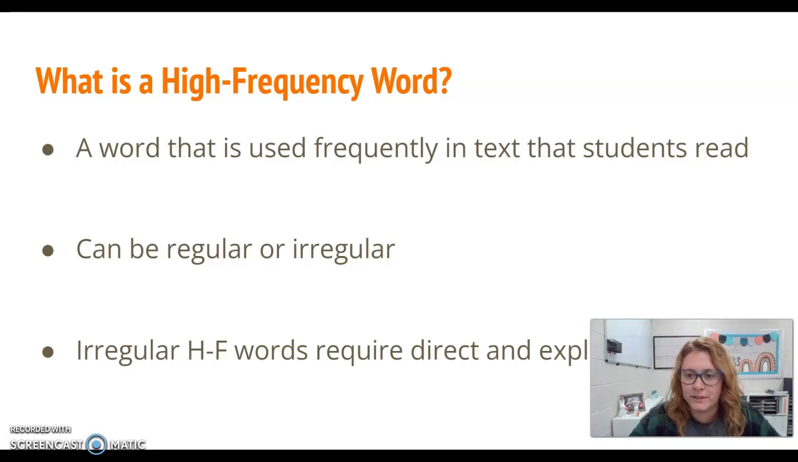Irregular high-frequency words require a lot more direct and explicit instruction. There's a part of the word that's tricky, usually the vowel sound, that students don't know what to expect in terms of the letters that spell the sounds they're hearing. Examples of these types of irregular words would be words like from or of.